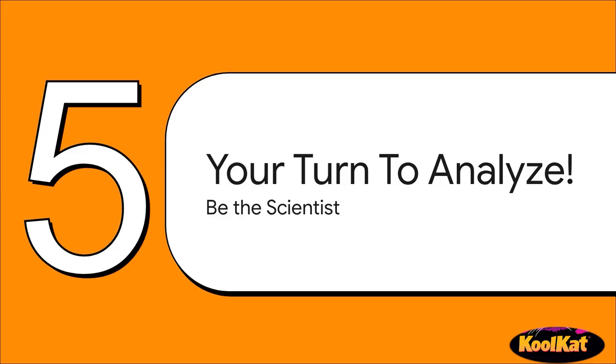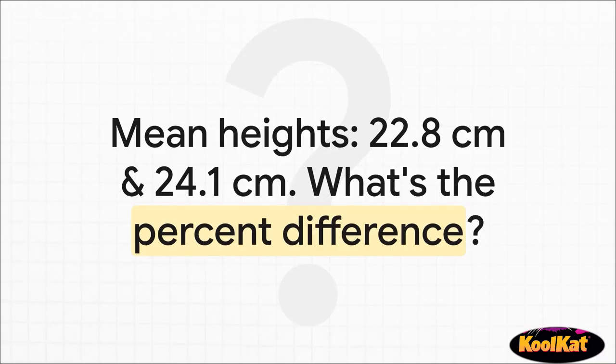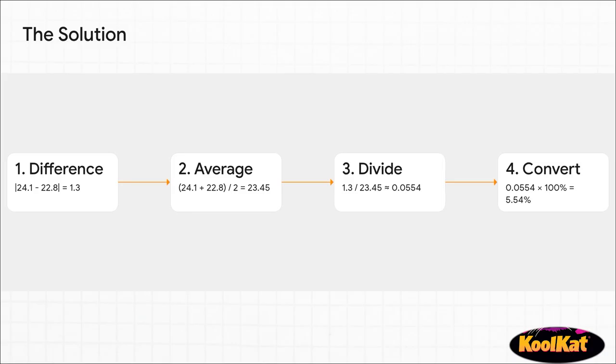Now, it's your turn. Time for you to put on the lab coat and be the scientist. Here is your challenge problem. You're comparing two fertilizers. One group of plants grew to a mean height of 22.8 centimeters. The other group grew to 24.1 centimeters. Your job is to calculate the percent difference. So I want you to go ahead and pause this explainer right now. Grab a calculator or a piece of paper and actually solve it. I'll wait. Okay, you got an answer? Let's walk through it together and see how you did.